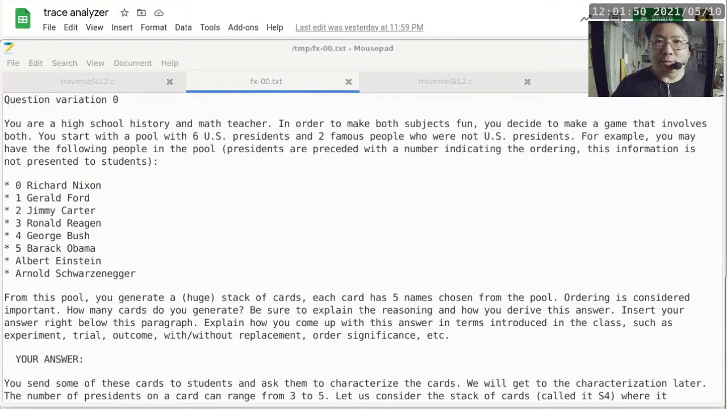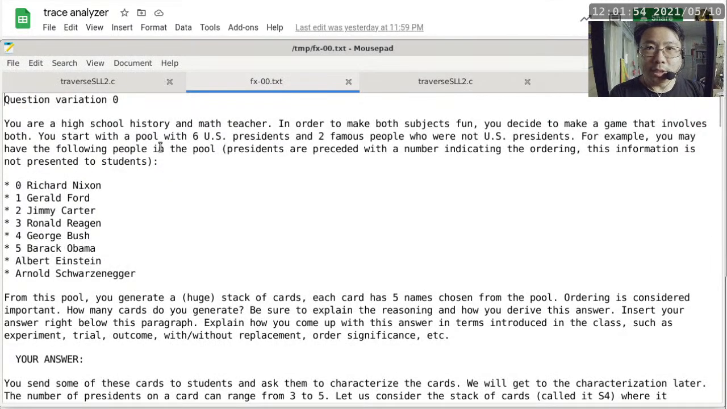All right, so this is the first question. The first question is about combinations and probabilities. The setting is you're a high school history and math teacher. In order to make both subjects fun, you decide to make a game that involves both. You start with a pool of 6 U.S. presidents and two famous people who are not U.S. presidents. For example, you may have the following people in the pool.